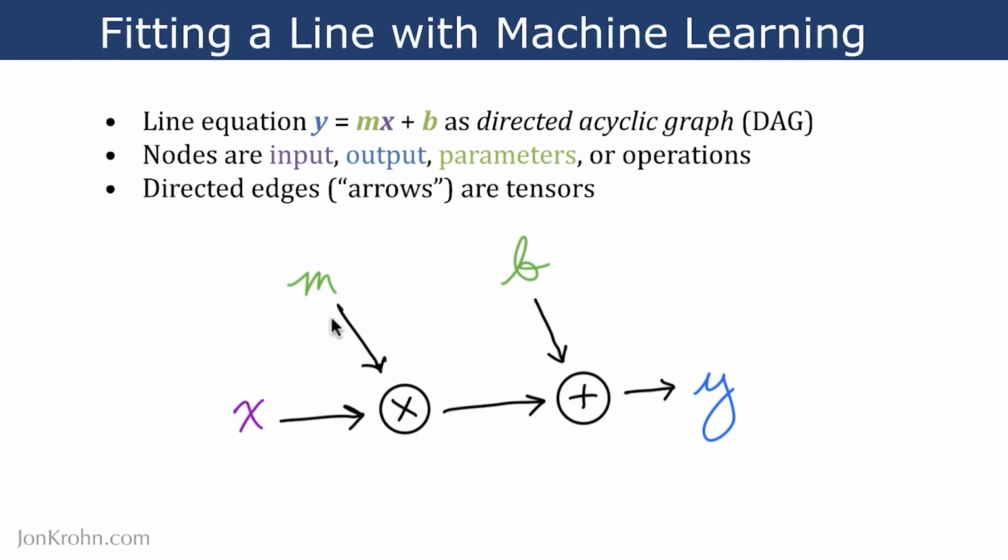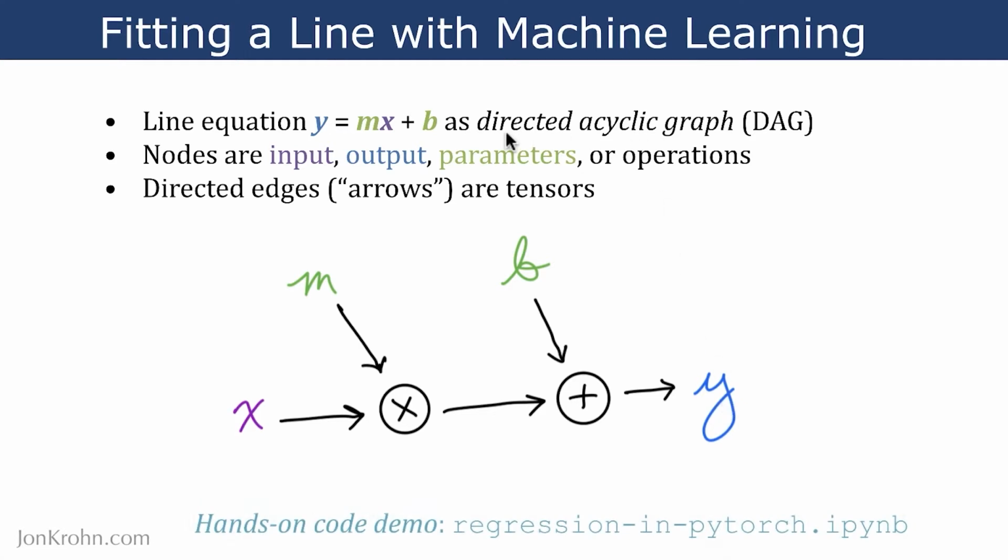Each of these directed edges is a tensor that holds some information. Here it holds the information about x, here it holds m, and then here it's a tensor that carries the product of m times x to this addition node, and then there's this tensor here that holds b, and then finally we have a tensor that gives us our output y.